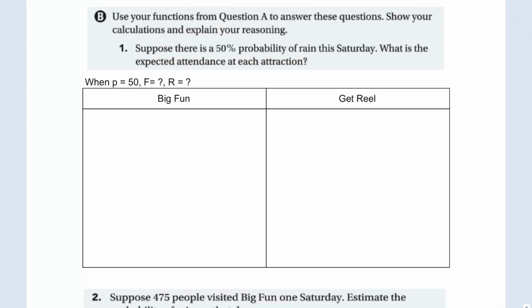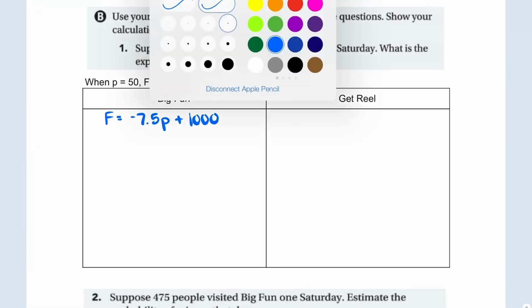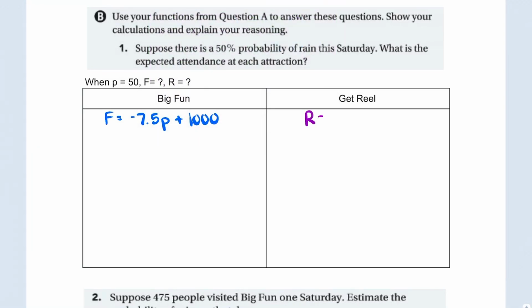Okay, so we probably should rewrite our equations here. So for Big Fun, we said that it's F equals negative 7.5P plus 1,000. And then for Get Real it was R equals 2P plus 300. Okay, so go ahead and pause the video here. See if you can determine what is the expected attendance if there's a 50% chance of rain.